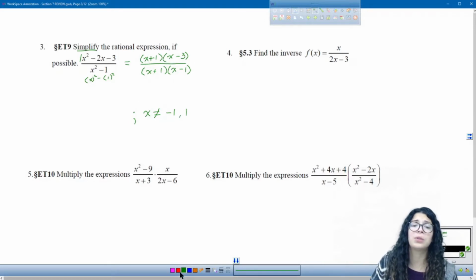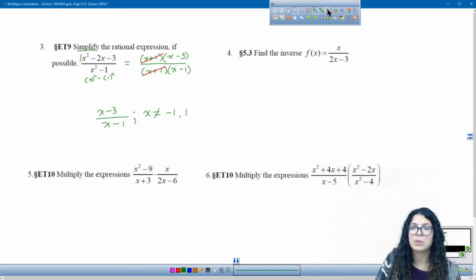Then I also want to go ahead and cancel out any common factors. x plus 1 divided by x plus 1 would cancel. And so my numerator is just x minus 3, and the denominator is just x minus 1. So that is the entire rational expression simplified.